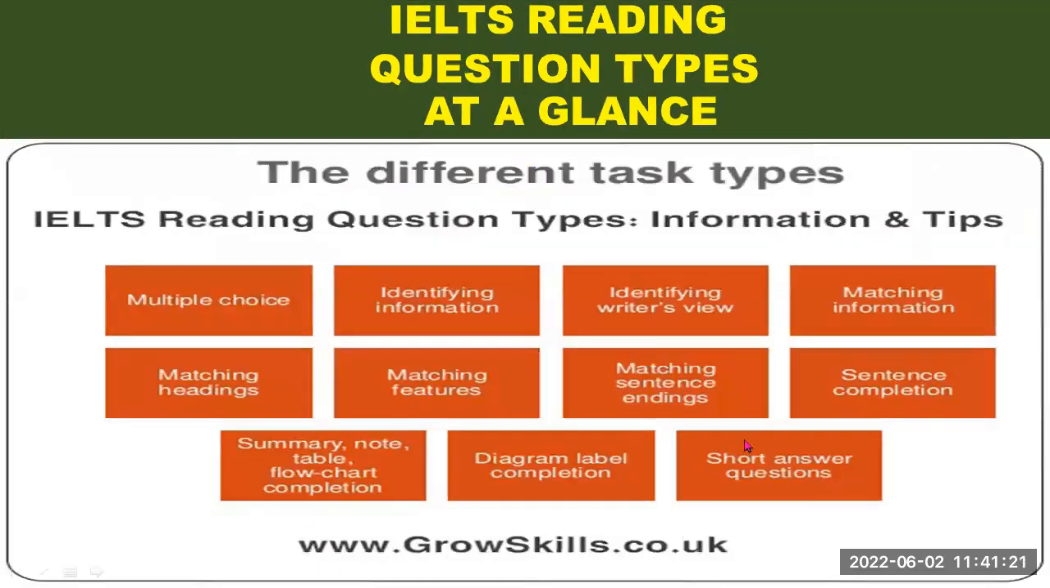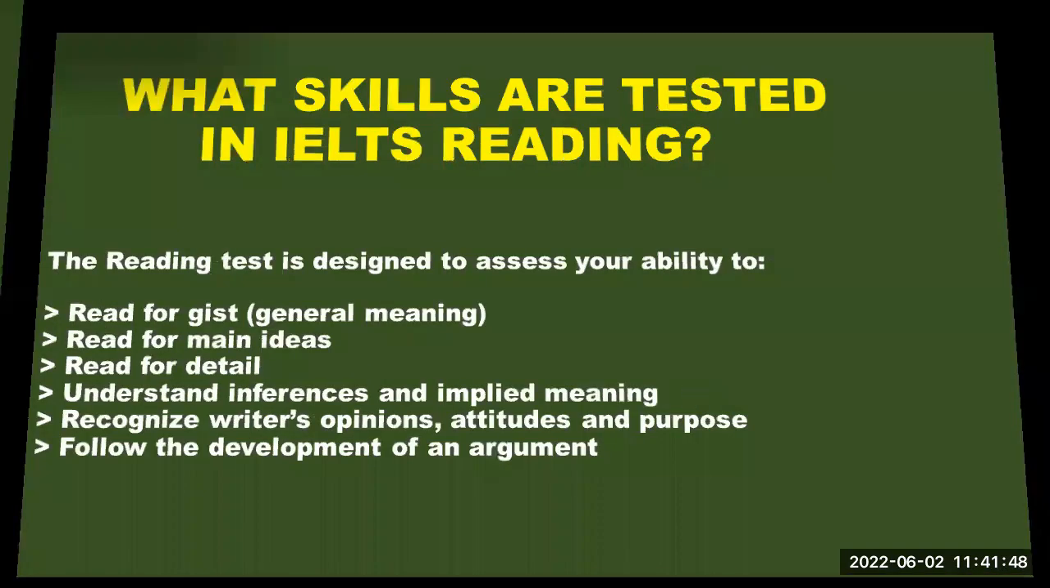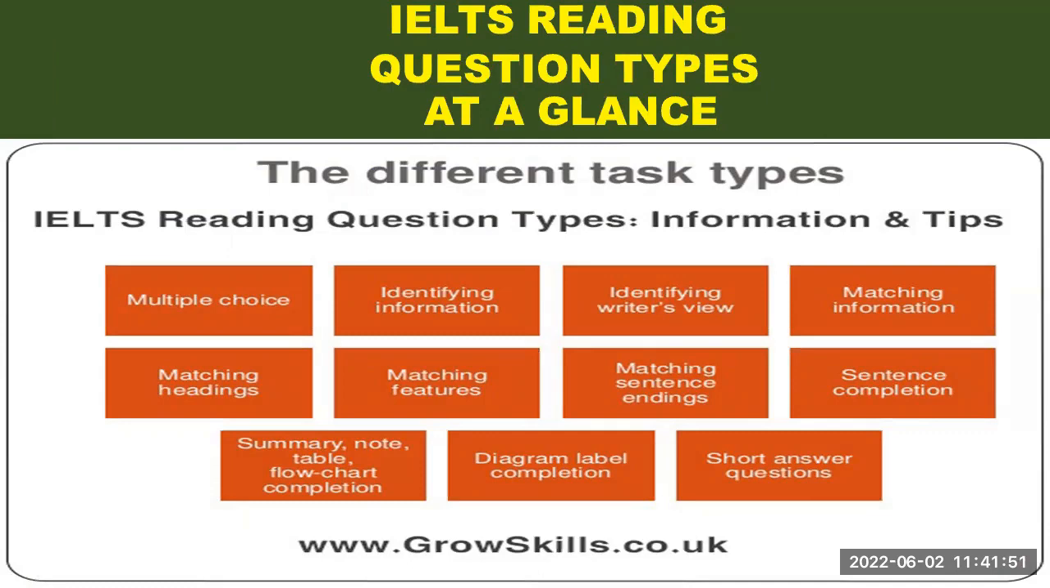Now, let's, at a glance, look again at these different tasks, different types of questions. Again, you have the multiple choice. You have identifying information, identifying writer's view, matching information, matching headings, matching features, matching sentence endings. Then you have sentence completion. Then, of course, you have summary, note, table, flow chart completion. You have diagram, label completion, short answer questions, different types of questions.